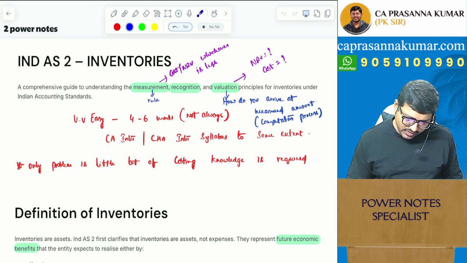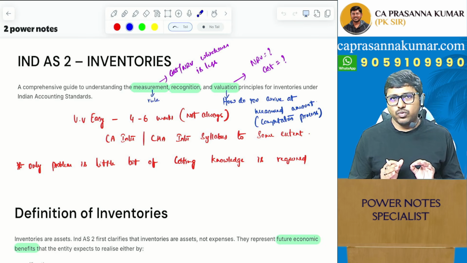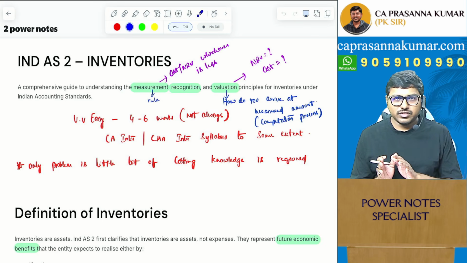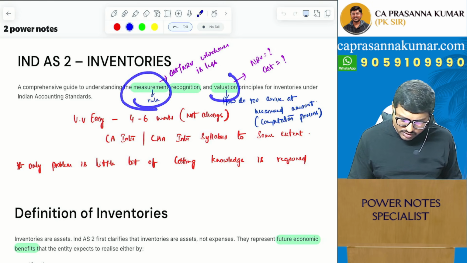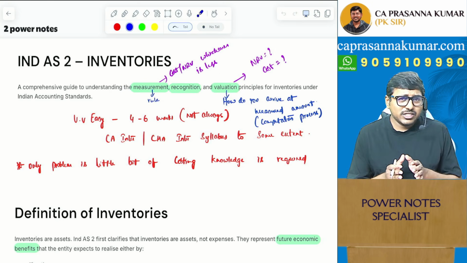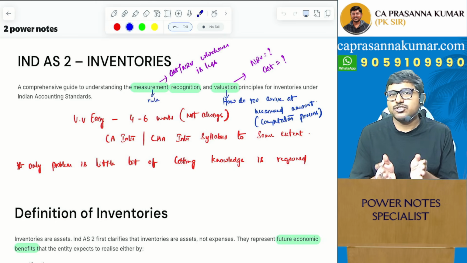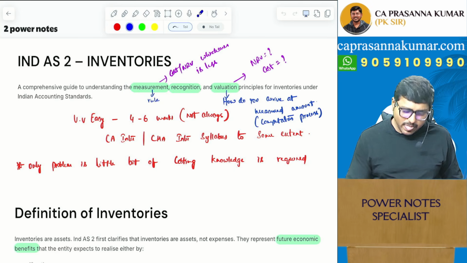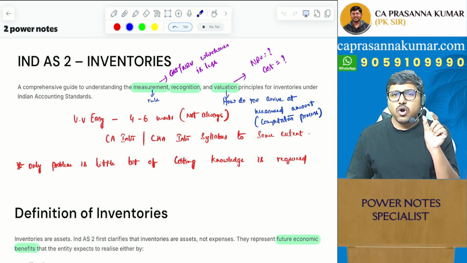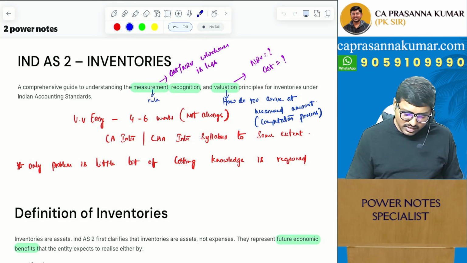Keep this in mind. What do you mean by measurement? It is a rule on how to value your inventories, but not the valuation as such. It is a rule. Many a times people get confused between measurement as well as valuation. Therefore, in the revision session, I'm starting with differentiating between these two words. Measurement means, say for example, we have a rule for finished goods inventory, right? It should be valued at cost or NRV, whichever is less. This rule of cost or NRV, whichever is less, is a measurement rule.